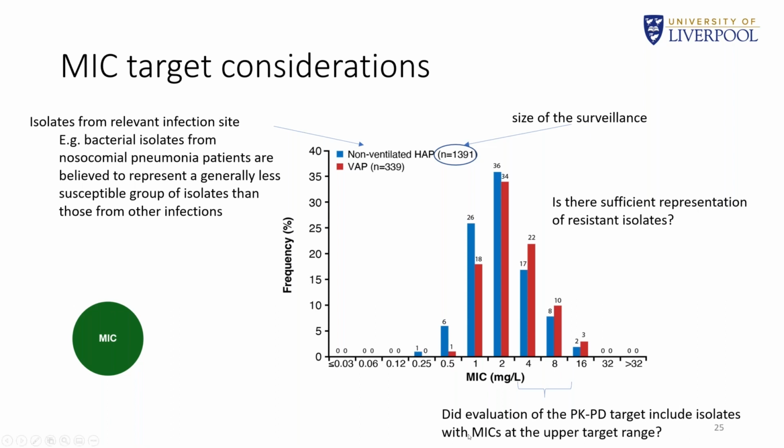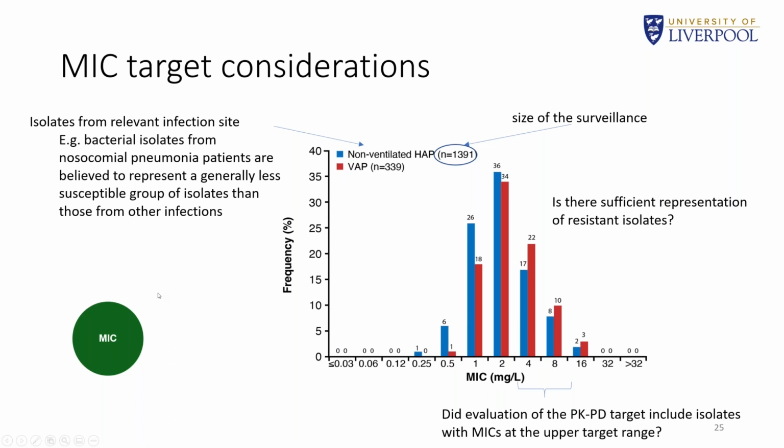As I was talking about before with the PK/PD target, now when you understand your MIC distribution, you want to ensure that when you're evaluating your PK/PD target, you do include some of these isolates that are at the upper range of that distribution.